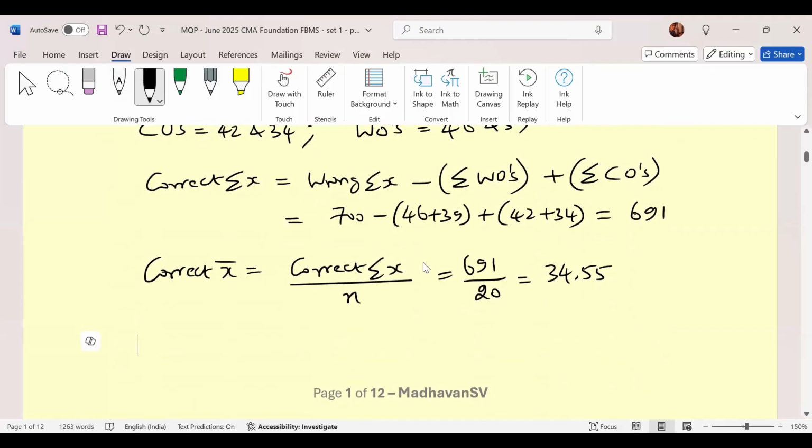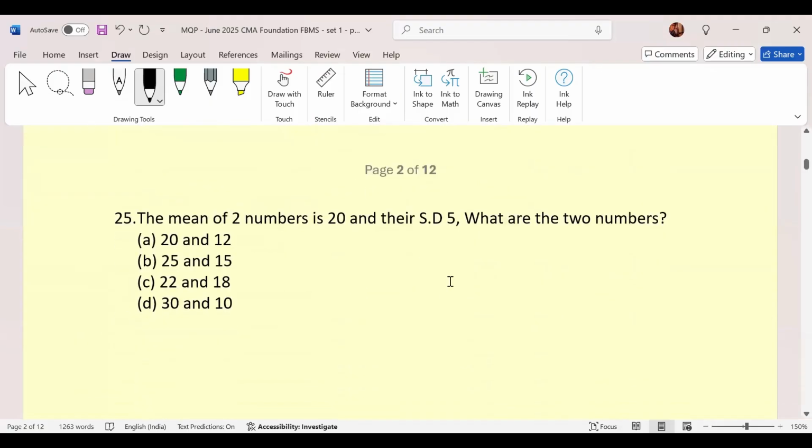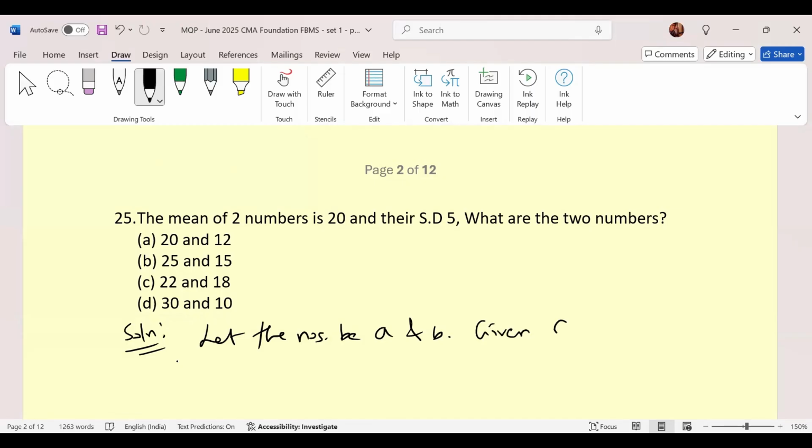Let us move on to the next question. The mean of two numbers is 20 and their standard deviation is 5. What are the two numbers? So we will say, let the numbers be A and B. Here given mean means A plus B divided by 2, normal simple average, is 20. So which means we can say A plus B is 40, or we can express B in terms of A as 40 minus A.